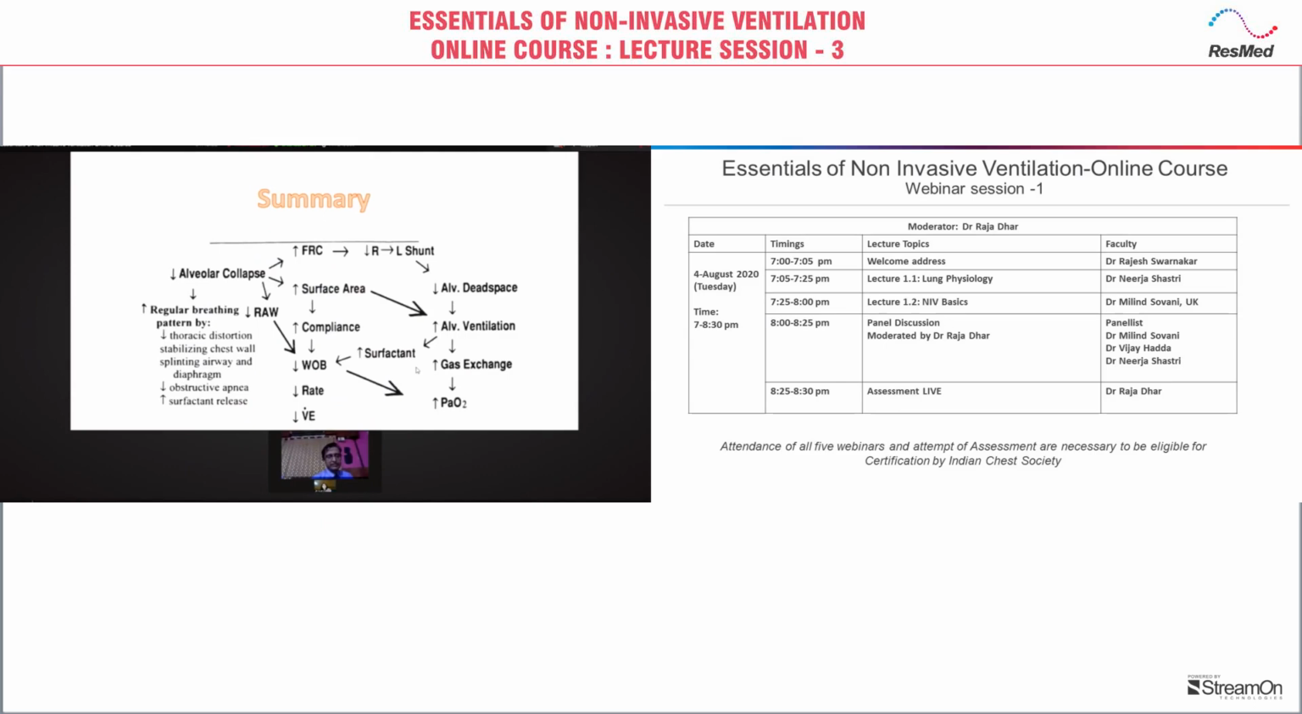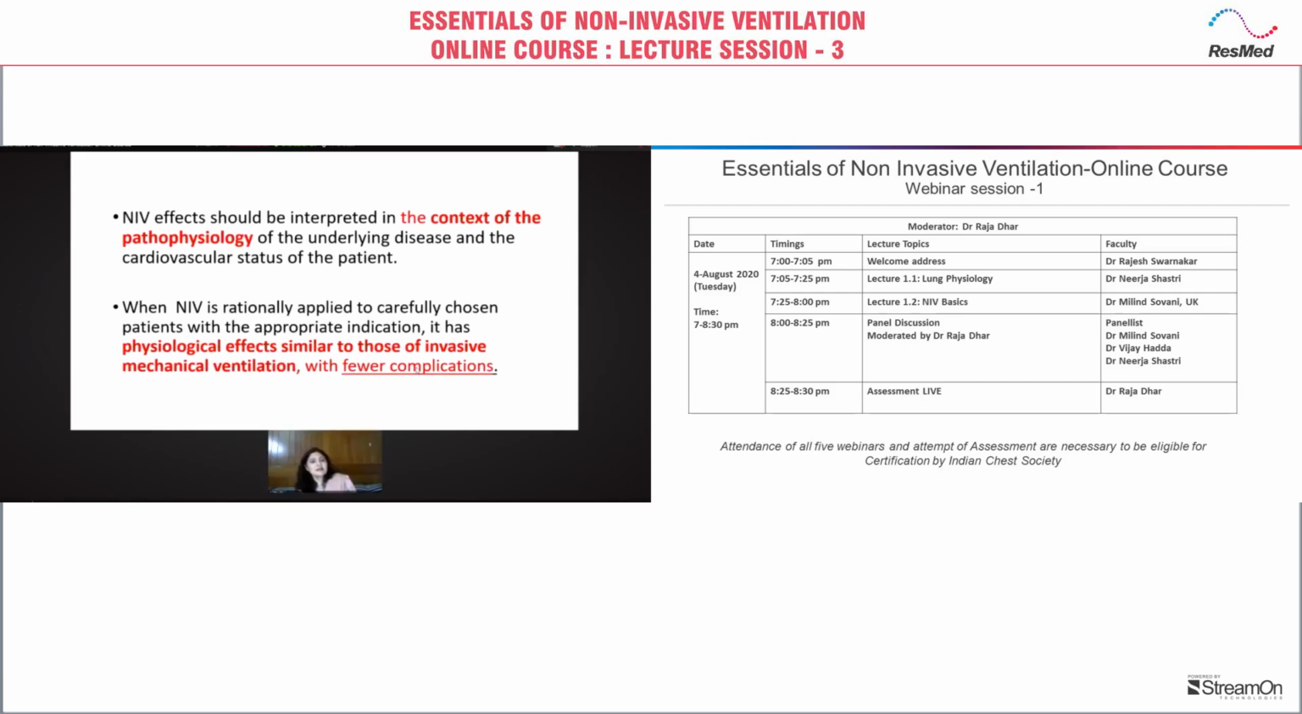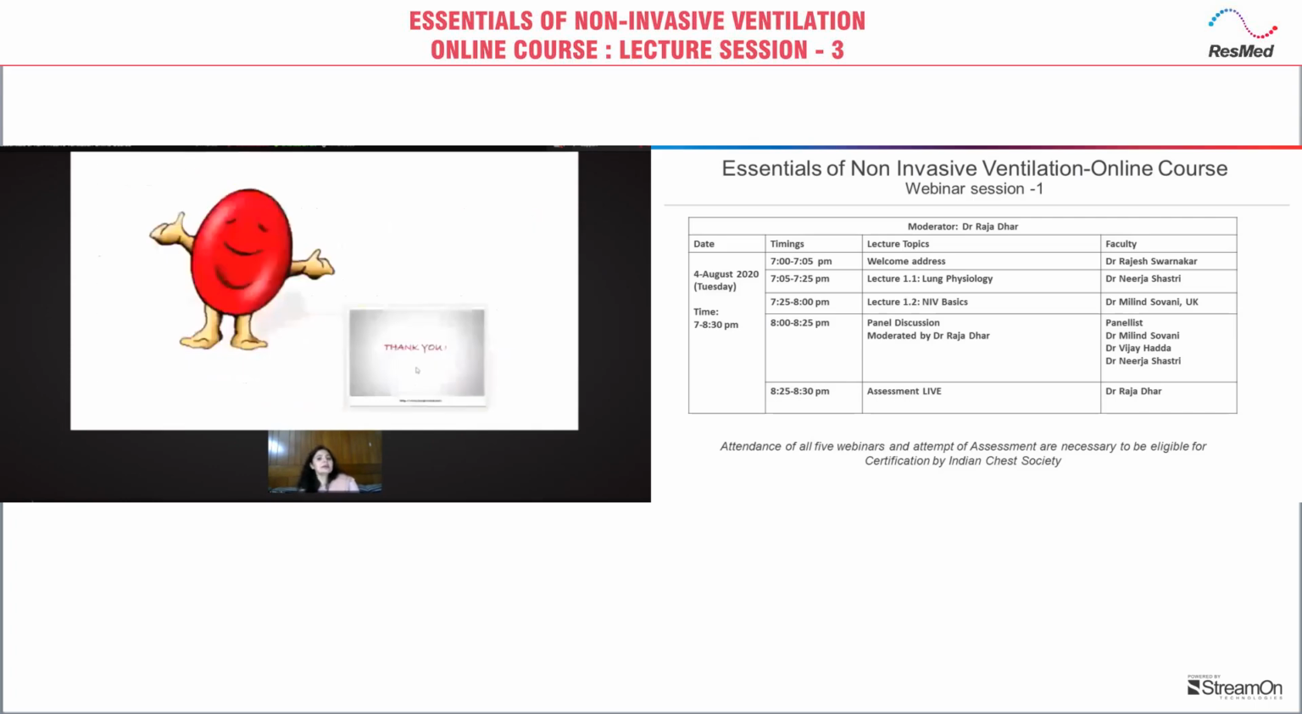So this is the summary of how your NIV acts based on different physiological parameters. That is the take-home message: you have to see what kind of patient and what kind of pathology you are dealing with, and according to that you apply the appropriate kind of NIV. And as compared to mechanical ventilation, NIV, when indicated, has fewer complications. And that's all I have to present.